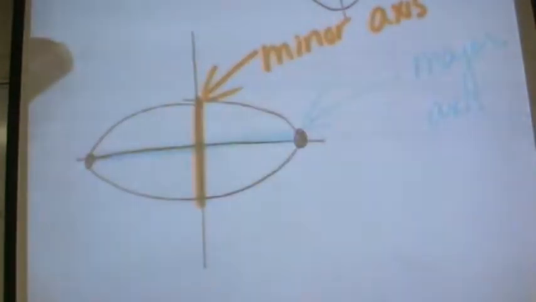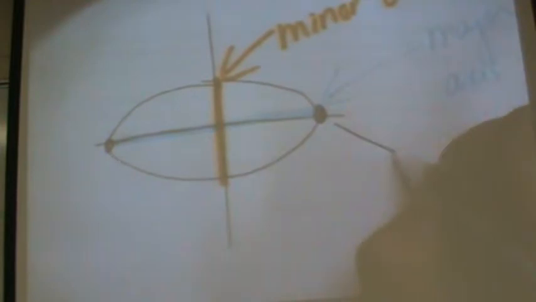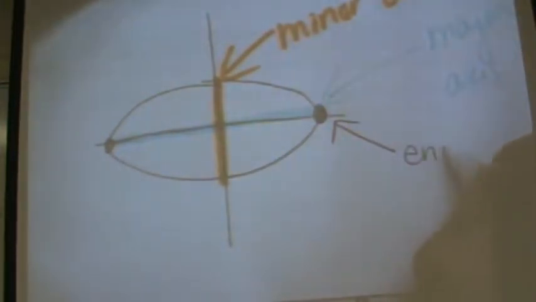You have endpoints or vertices only on the major axis. This is an endpoint or a vertex, and this is an endpoint. The endpoints are where it's elongated.